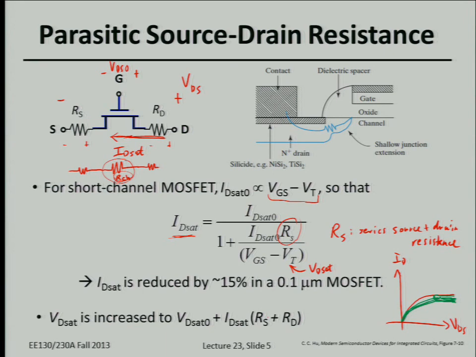Any questions qualitatively about series resistance? Yes. So the RS in this equation, is it equivalent to that RS? Yeah, that's a good question. Let me think.